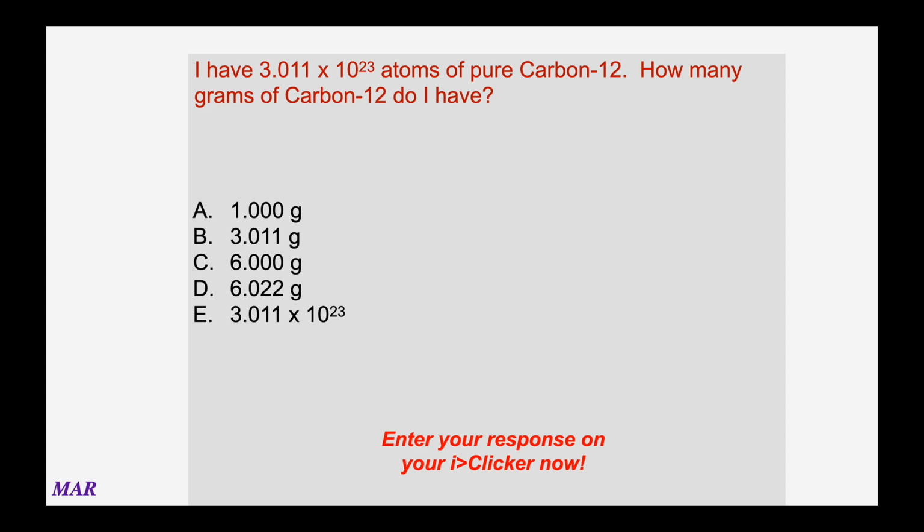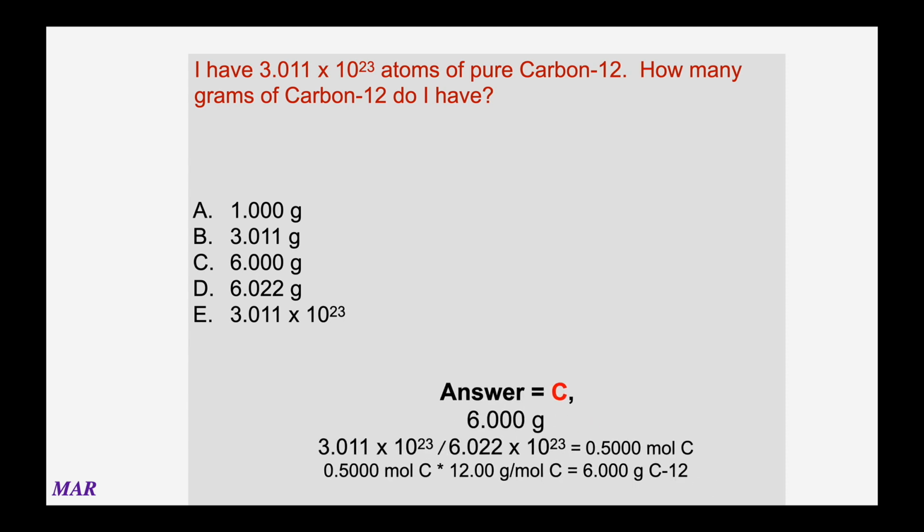So mathematically, you could take the number of atoms we're given divided by Avogadro's, 6.022 times 10 to the 23rd. But notice if you divide by that number, the 10 to the 23rds cancel out. 3.011 divided by 6.022 is half, all right, 0.5000. That's the moles. And then half of a mole times 12 grams per mole is how you can find the answer. Now, if that was too weird, here's the worked out answers.